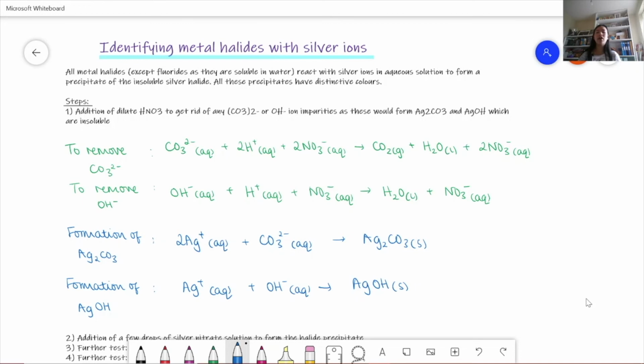And then we have the formation of silver carbonate, which we don't want because it's an insoluble substance, so we could mistakenly think that it was a halide. And so we have 2 silver plus ions reacting with a carbonate ion to form insoluble silver carbonate. And then also we might form silver hydroxide if there's some hydroxide impurities in there, which is insoluble.